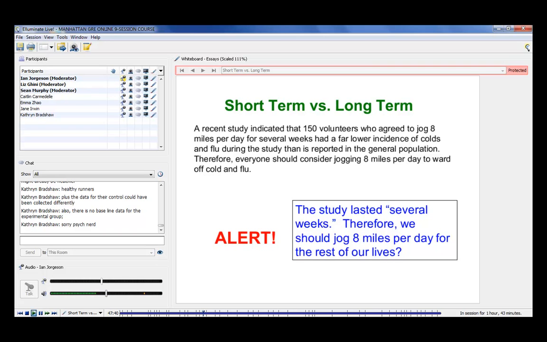Okay, last one, and then we'll move on from this. Short versus long term, right? We only did the study for a couple of weeks. The conclusion is everyone should consider jogging 8 miles per day. Are we really, everyone in the world, going to start running 8 miles a day every day for the rest of our lives just so that we have a little bit less cold and flu? I mean, if you enjoy running, great. I hate running. I'd rather get the flu than run 8 miles a day personally. I don't know about you guys, but we get this problem where we're taking a study that only lasted a few weeks and trying to apply it long term to everybody forever.